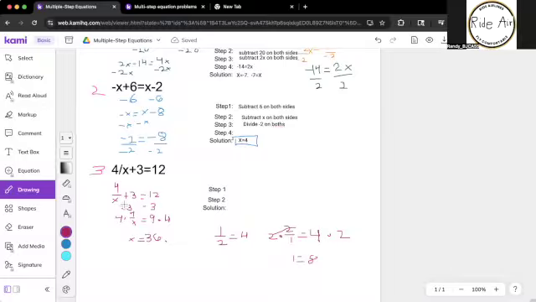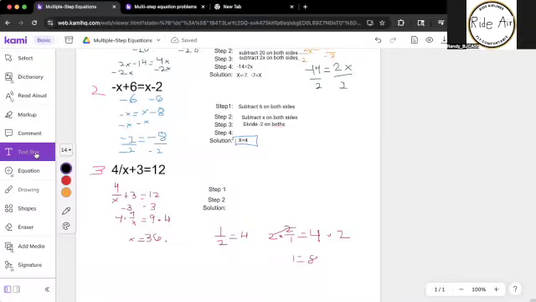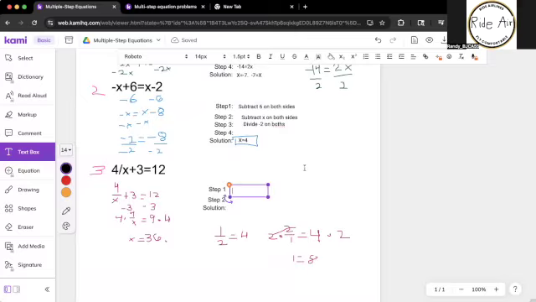Now we're going to work on our steps to the solution. Now we're going to have to subtract 3 on both sides. Now for step 2, we will multiply 4 on both sides. Now my solution is x equal to 36.